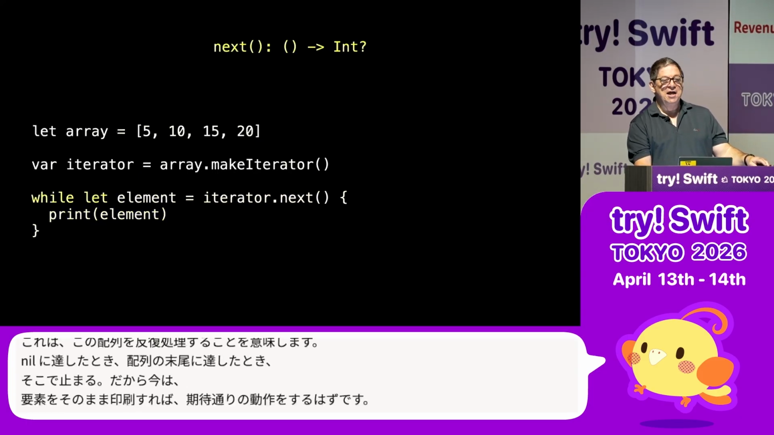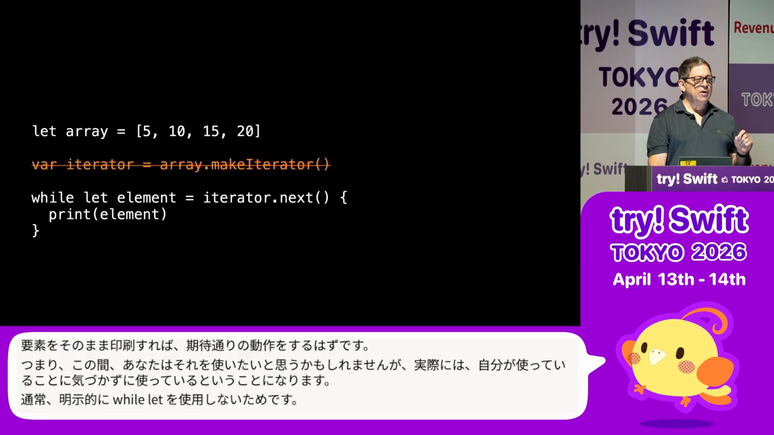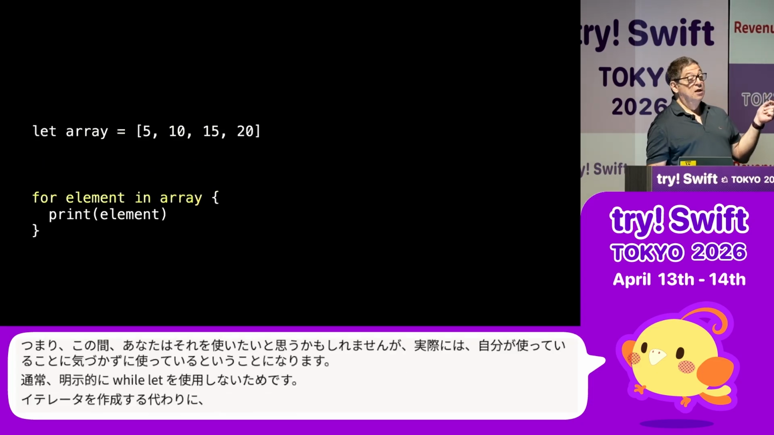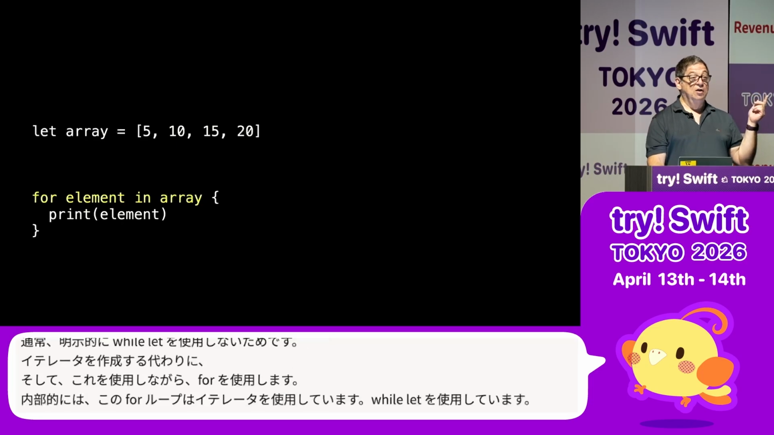So this while let, you might want to use it, but it turns out you are using it without knowing you're using it, because we don't usually explicitly use while let. Instead of creating an iterator and using this while let, we use for. Underneath the covers, this for loop is using an iterator, it is using while let, but we write it this way and we think we know what it's doing.